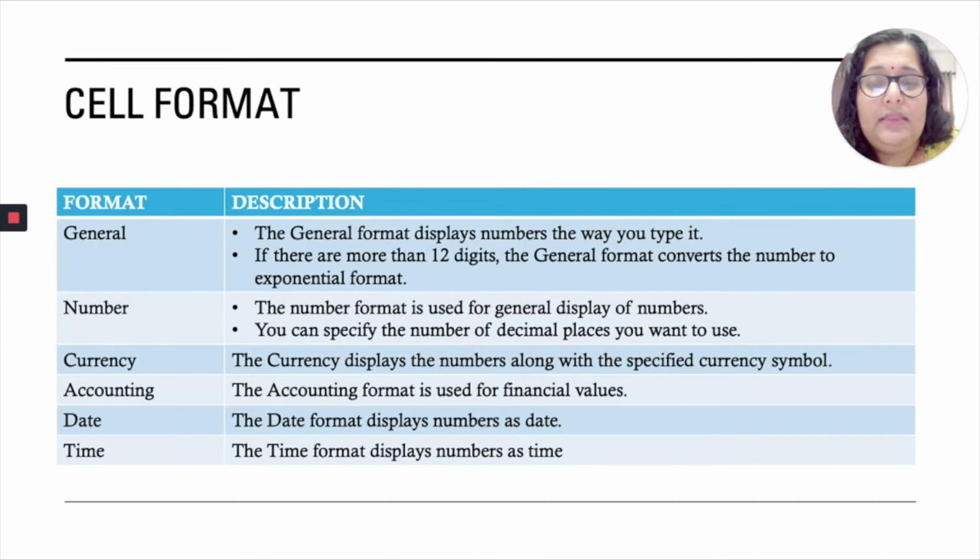Date. The date format displays numbers as a date. As usual, dates are always needed when you're doing financial transactions. So if you want to represent a date in a cell, then the date format is what we need to select. Time. The time format displays numbers as time. It displays your given number as a time.